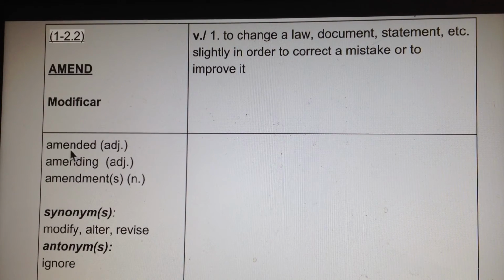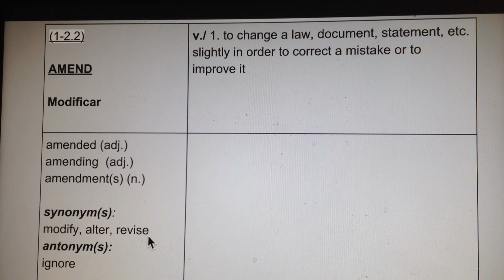The participle form is amended, so you could talk about the amended thesis, all right? Or you can talk about amending, the thesis that I am amending or was amending. And again, returning to that noun form, amendment, the actual change. In the plural is adding the S. So you have three synonyms to learn: modify, alter, and revise.